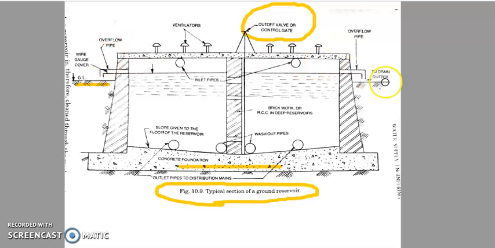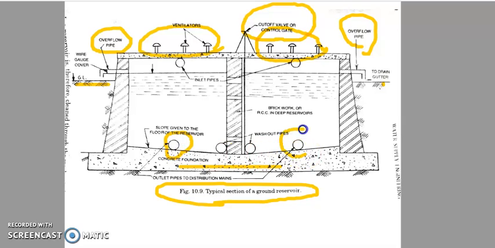And this is an overflow pipe here, this is another overflow pipe here, this is one and this is two. And for ventilation you have got ventilators here, just for allowing free movement of the air. And these are two outlet pipes to the distribution mains. These are outlet pipes, and there are two pipes here which are called washout pipes.